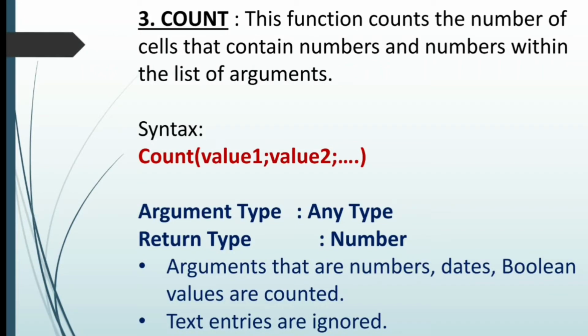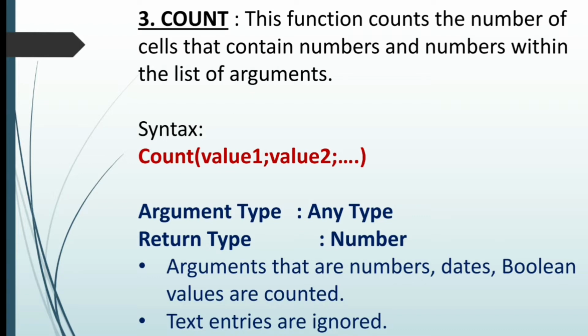Next function is COUNT. This function counts the number of cells that contain numbers, and numbers within the list of arguments. Means if we pass certain numbers as the arguments, it would count the number of the arguments which are passed. The syntax of this function is COUNT(value1, value2, up to the 30th value). The type of the arguments is of any type, and it would return type as number because it would count the values and it would return their count.